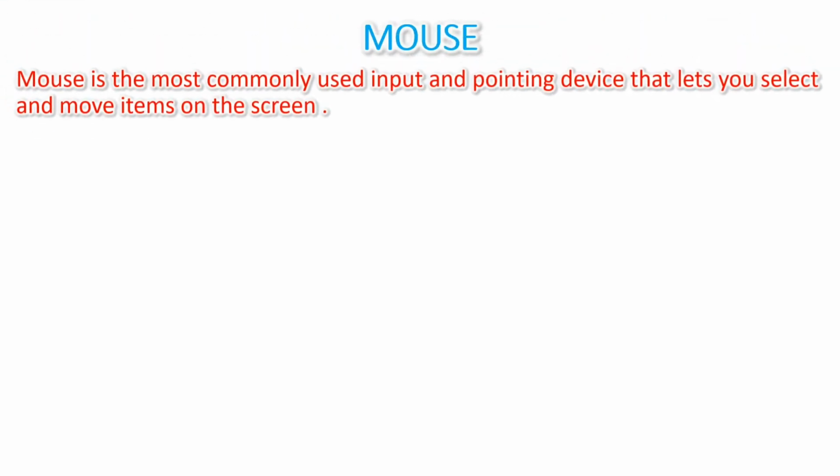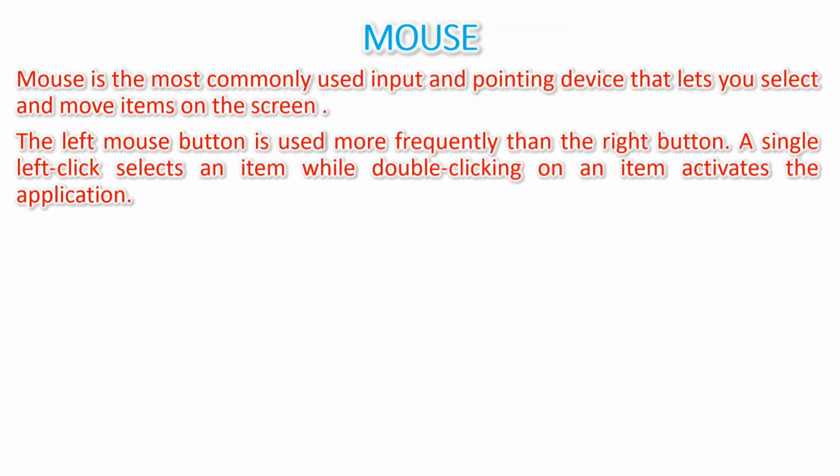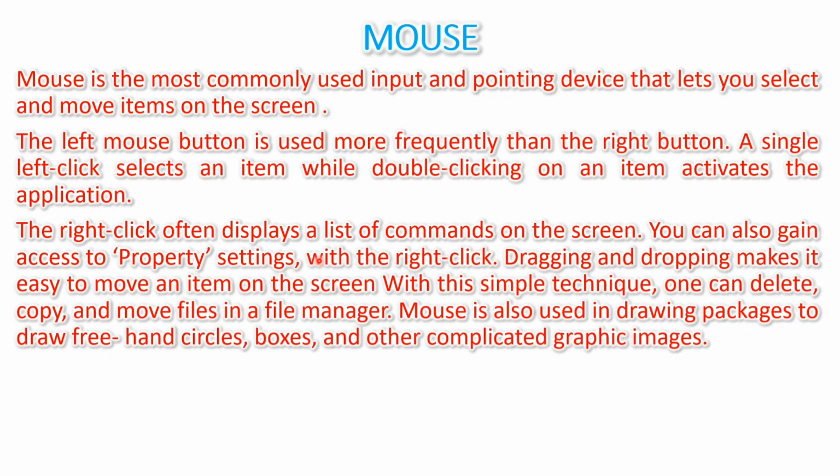Now we'll discuss the mouse, a very commonly used and most popular input device. It is also known as a pointing device that lets you select and move the items on the screen. The left mouse button is used more frequently than the right mouse button. A single left click selects the item while double clicking on an item activates the application. The right click often displays a list of commands on the screen.